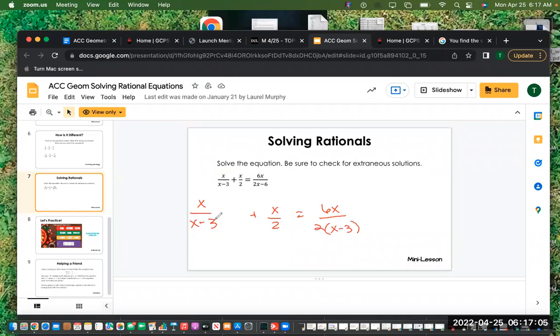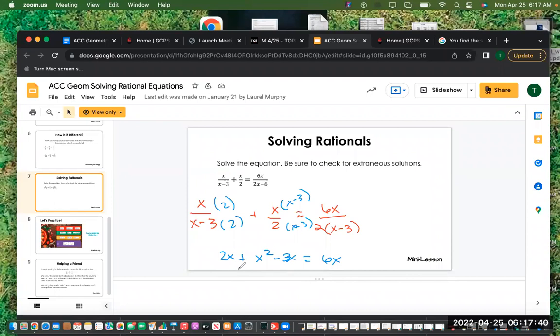So then I want to ask myself, what pieces are they missing? For instance, right here we've got 2 times x minus 3. Well, this is missing an x minus 3. So I'm going to multiply in the top and the bottom. Over here, this is missing a 2. So I'm going to multiply that out and rewrite this: 2x plus x squared minus 3x equals 6x. And then I would solve, okay? In this instance, I always just leave off the bottom because I'm going to solve in the top and go from there.